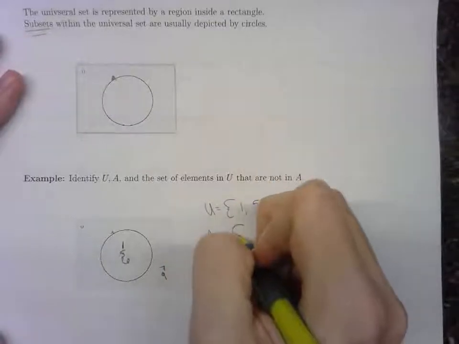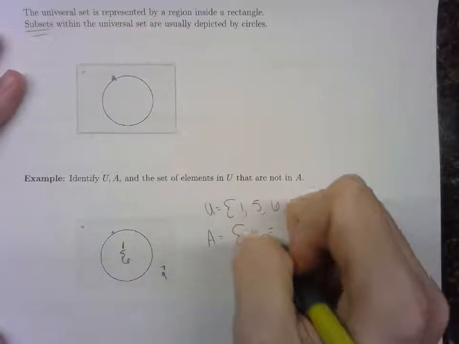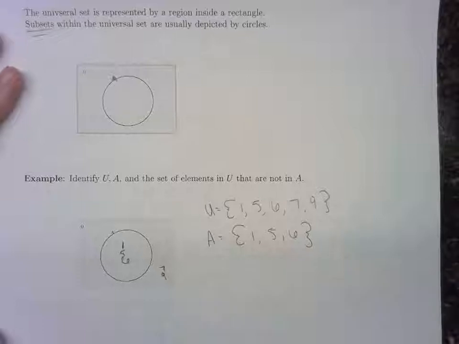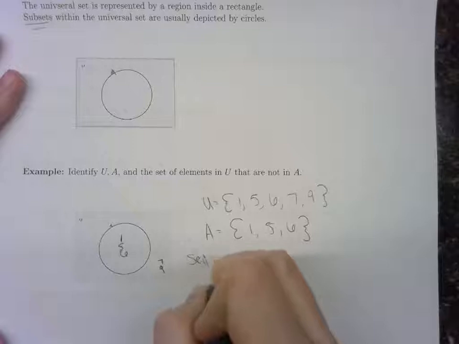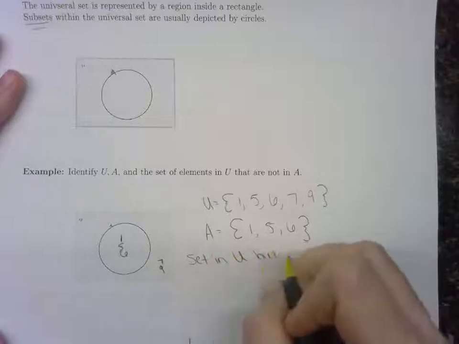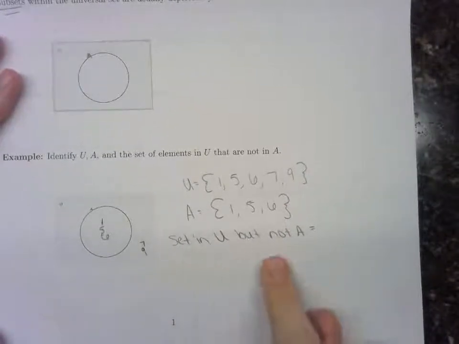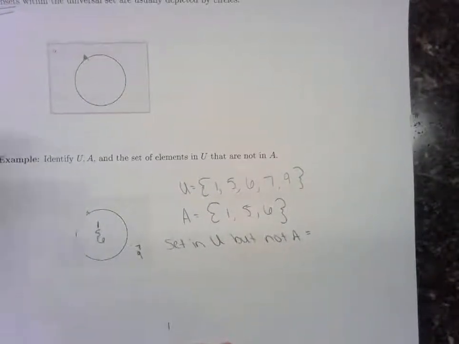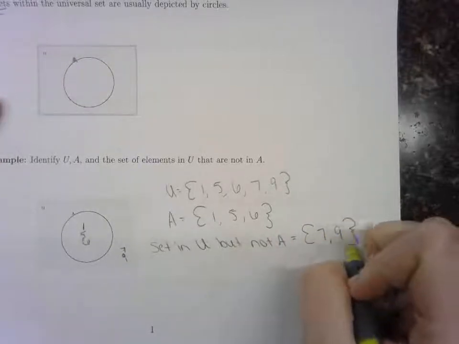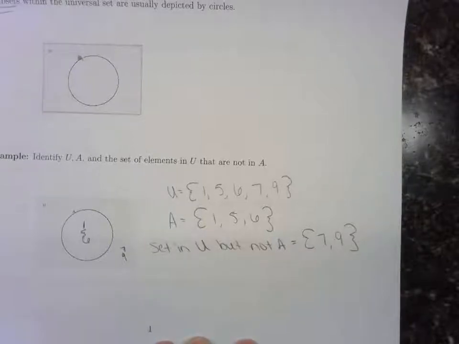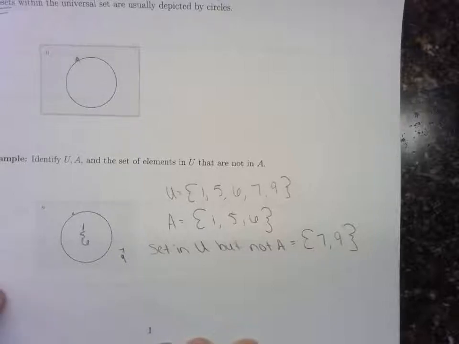Okay, A, that's the set A. That is everything inside the set A, the circle A. So this would be 1, 5, 6. And then it says the set of elements in U that are not in A. So I'm going to put set in U, but not A. We're going to have notation for this particular one eventually, but right now we'll just write it out. So that would be 7 and 9. So they're in the rectangle, but not in the set A. Okay, so that is about as simple as we can get for Venn diagrams.